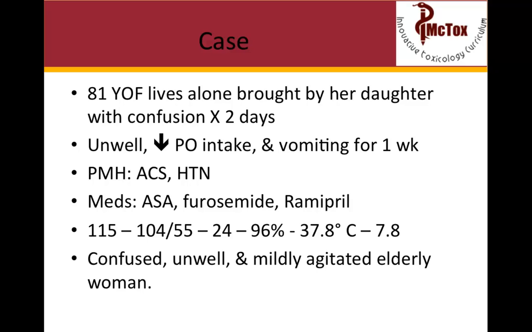As always, let's start with a case. You have an 81-year-old lady who lives on her own and is brought in by her daughter because she found her mom confused since the day before. She has not been feeling well for the past week with a history of decreased oral intake and vomiting. She's had a previous MI and is known to have hypertension. Currently, she takes aspirin, Lasix, and ramipril regularly. On exam, you find her mildly tachycardic with a heart rate of 115, stable blood pressure, respiratory rate of 24 with normal oxygen saturations, a borderline temperature of 37.8, and a normal cap sugar. She looks relatively unwell and is mildly agitated.